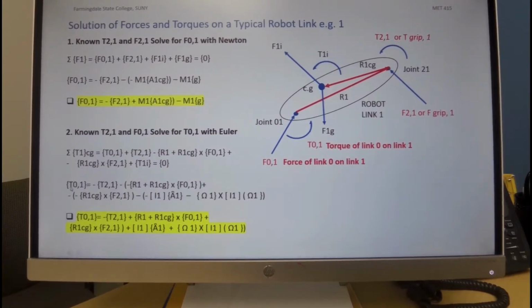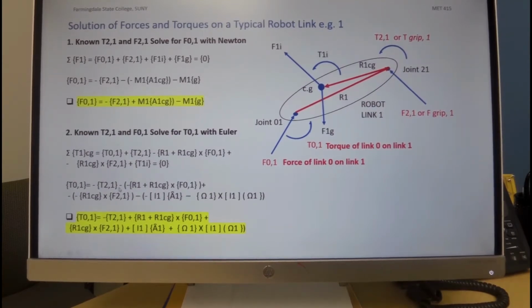So this is the one. And then everything else is moving to the other side with a minus sign. You see, we're taking T21 with a minus sign. We're taking this whole expression with a minus sign, and we have to remember that it was before a minus sign, so it's minus minus. We have to take care of that.